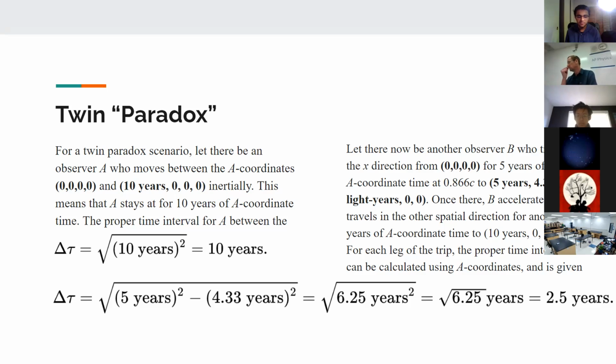But what solves this paradox is the idea that observer A is not accelerating, but B actually accelerates. And this acceleration, as we have said, means a non-inertial reference frame. So that non-inertial reference frame breaks the idea of special relativity. So B actually experiences less time. So B becomes younger than A. So you have to pay attention to who's actually accelerating in this situation. Yeah. So let's go to the next slide.